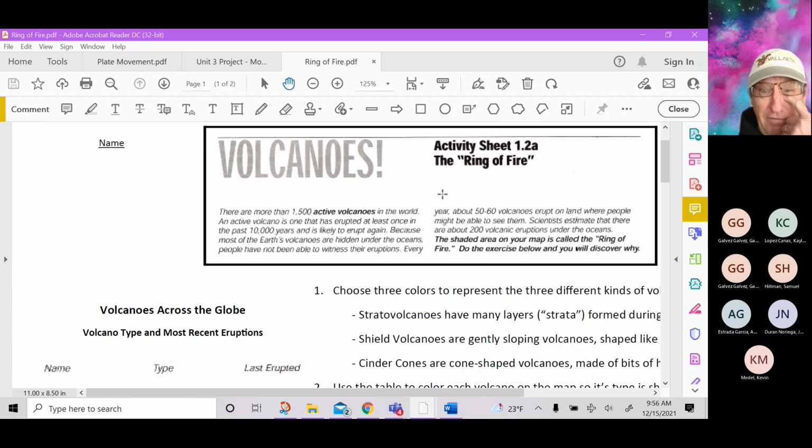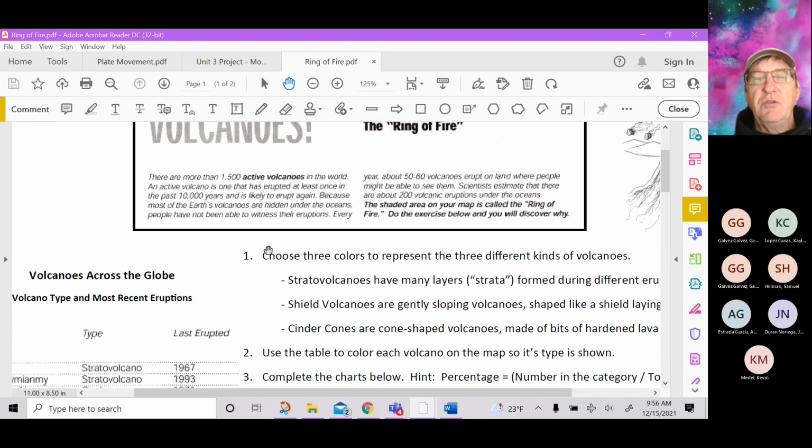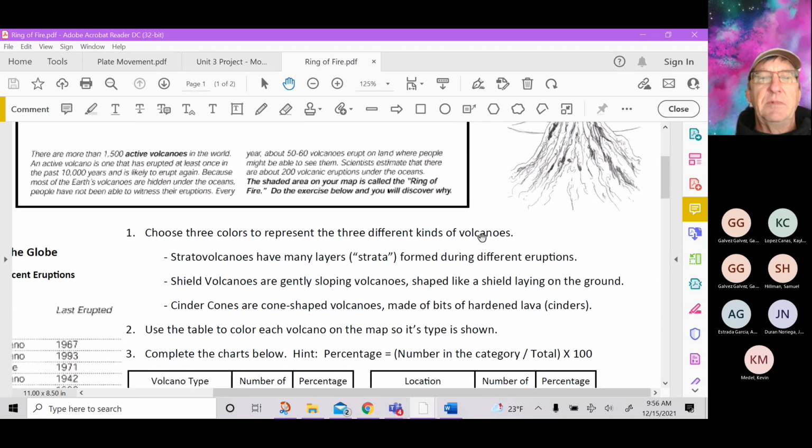So this is what we're going to do. First of all, number 1, choose 3 colors to represent the 3 different kinds of volcanoes. So we have 3 kinds of volcanoes. This is your introduction to them.